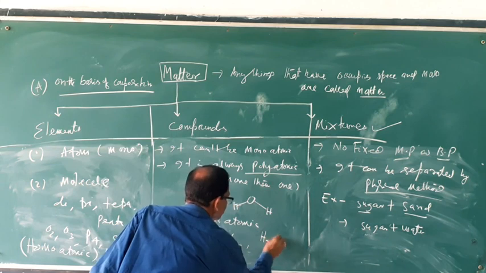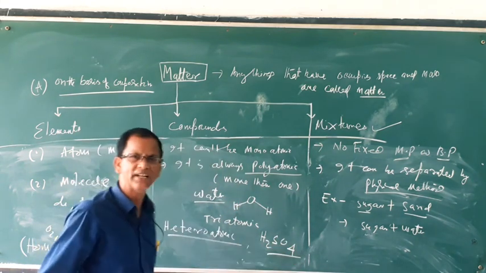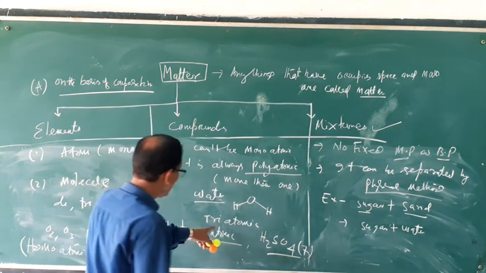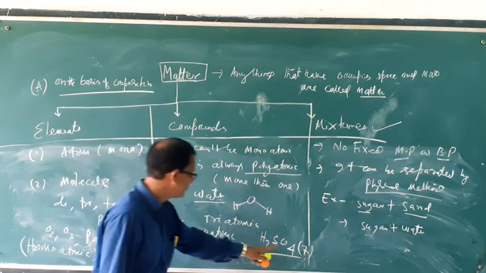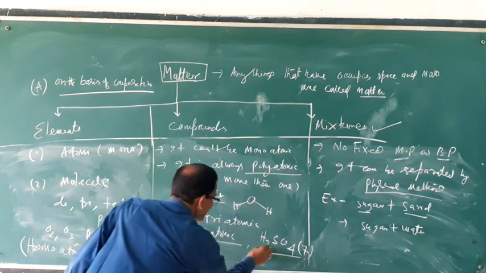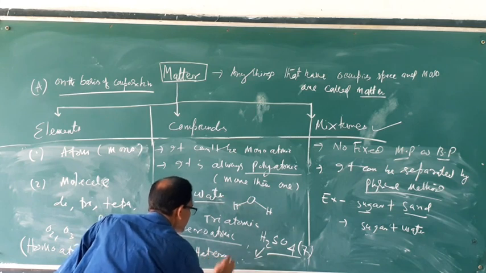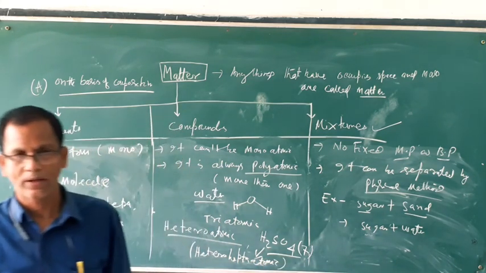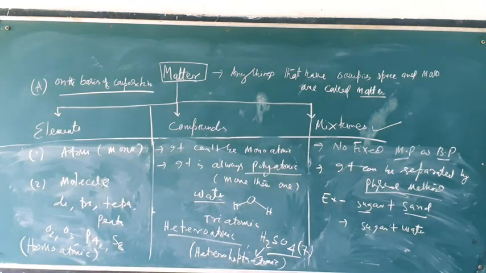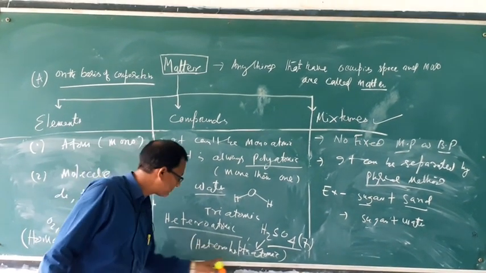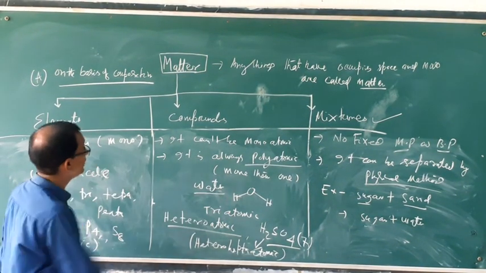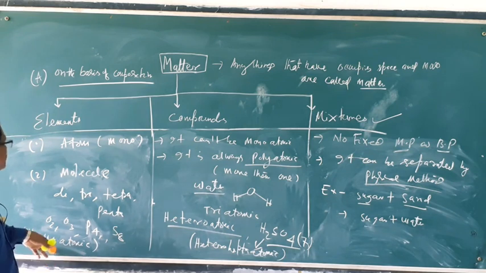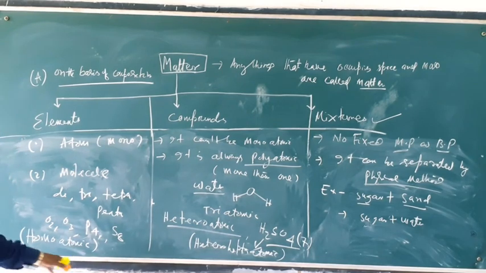I will tell you sulfuric acid. You have read sulfuric acid? How many atoms does sulfuric acid contain? 4, 5, 6, 7. Seven atoms. Heptaatomic. So water is heterotriatomic. Sulfuric acid is heteroheptaatomic. It is hetero. Always in the case of a compound, the word hetero will be used. But in the case of elements, always homo will be used. Homo monoatomic, homo diatomic, homo triatomic, always.